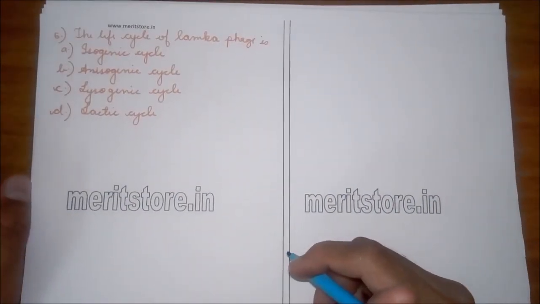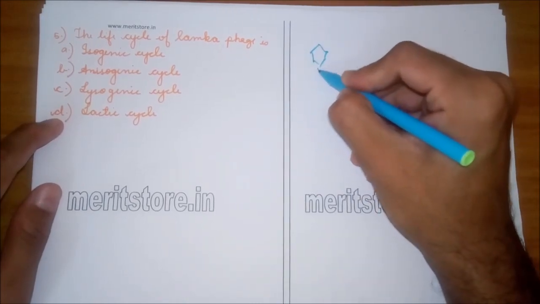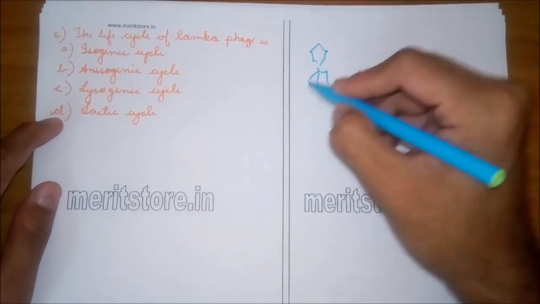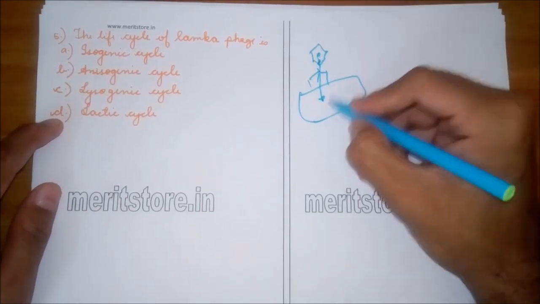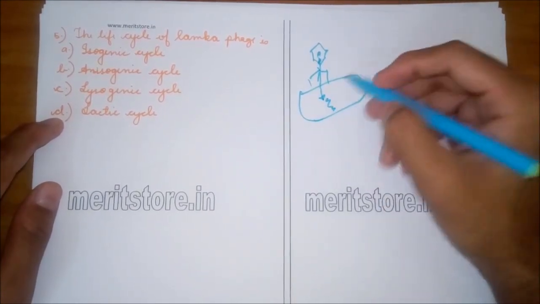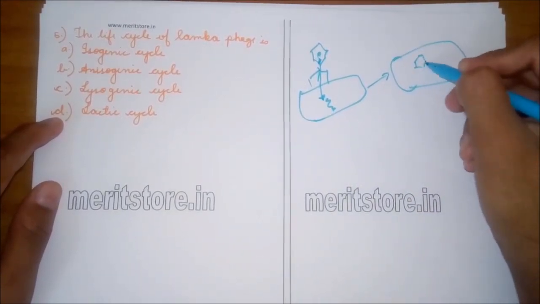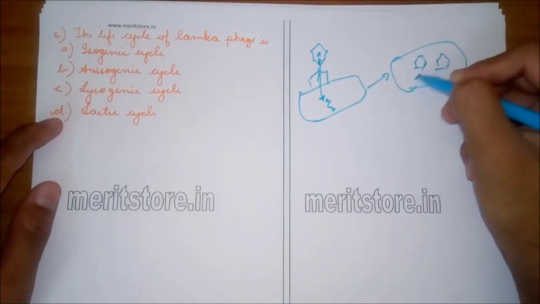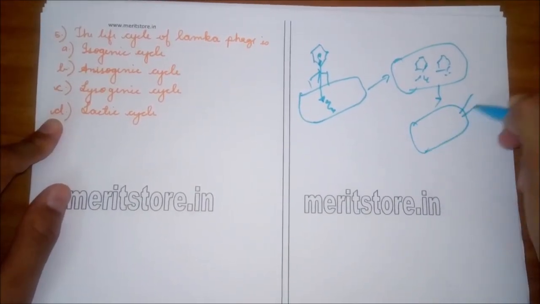Question number 5. The life cycle of lambda-phage is. Lambda-phage is a virus which infects bacteria. So while infecting bacteria, it incorporates its genetic material into the bacteria, which then replicates in the bacteria to form small viroids, which then escape from the bacteria by lysis.